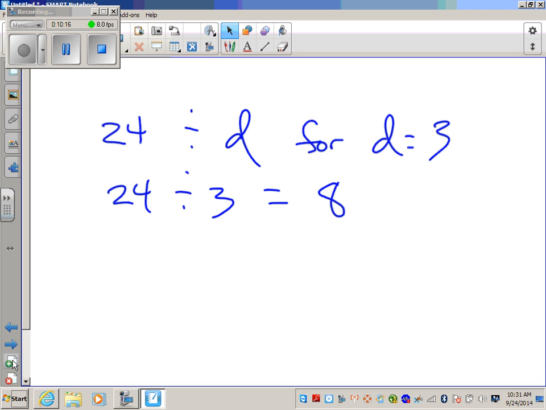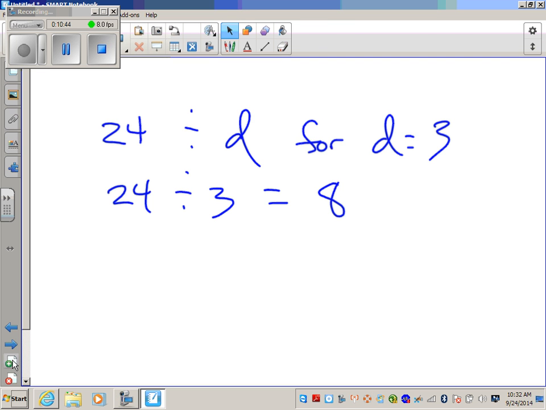Now, numbers 4 through 18, they all work kind of individually. They all are their own separate problems. So number 4 says, evaluate each expression, 56 divided by b, if b is equal to 7. So you just plug in 7 there for b. Now it's 56 divided by 7, which is 8.